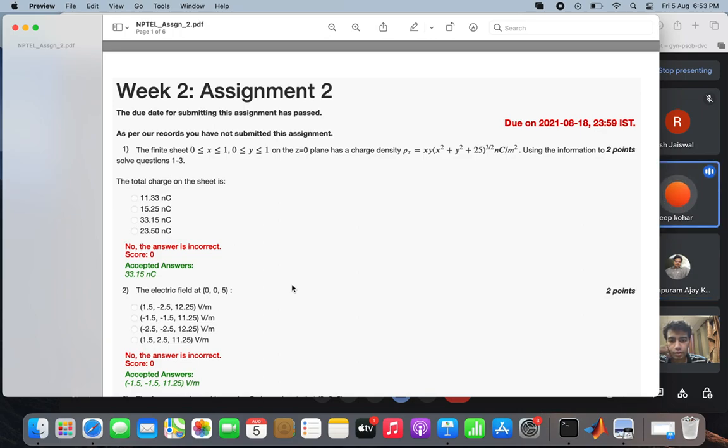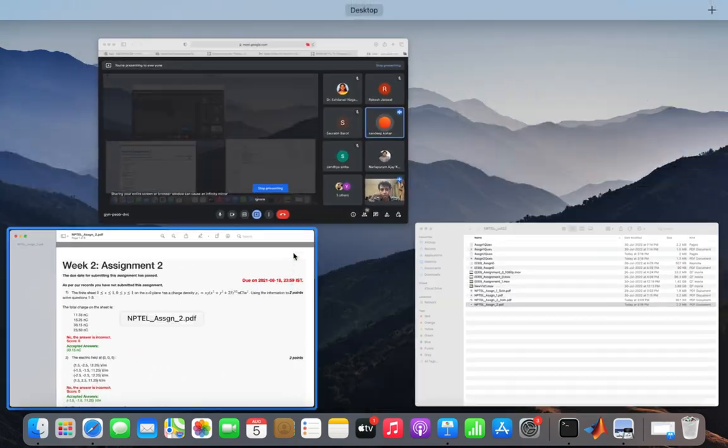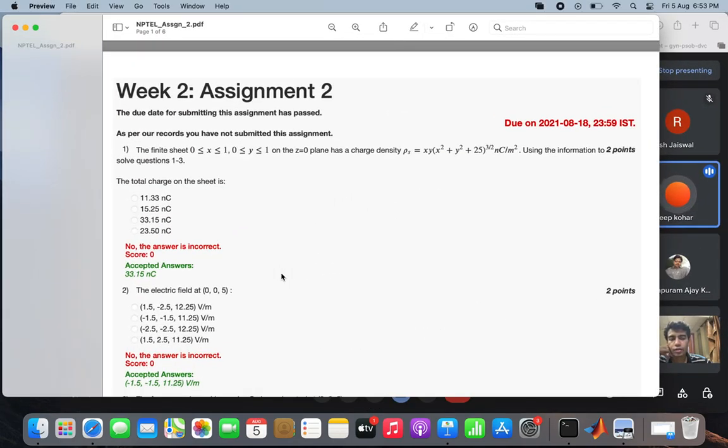Sir, I missed the last class also. Can you please share the assignments of the last class and this assignment? Yes, we are uploading the assignments to a folder given by the NPTEL team. They have access to it. We'll tell them to share it with you, or you can request them to share it with you. Either way. Yes, please, sir. All right, we'll do that. Thank you.